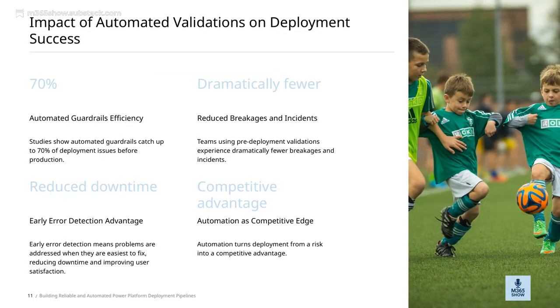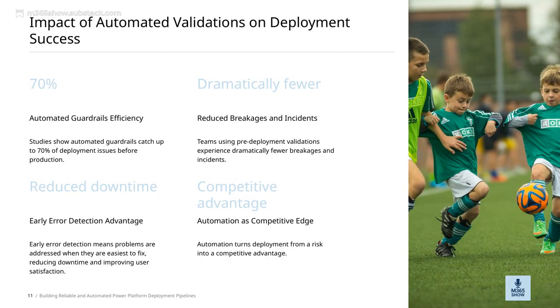Now, let's look at the impact of automated validations on deployment success. Building reliable and automated Power Platform deployment pipelines is crucial. Automation isn't just about efficiency, it actually provides a significant competitive edge. By automating the validation process, we turn what used to be a risky, manual task into a strategic advantage. One of the key benefits is early error detection. Catching issues early means we can address them when they're easiest to fix, which reduces downtime and boosts user satisfaction. When problems are caught sooner, the overall deployment process becomes smoother and more predictable.